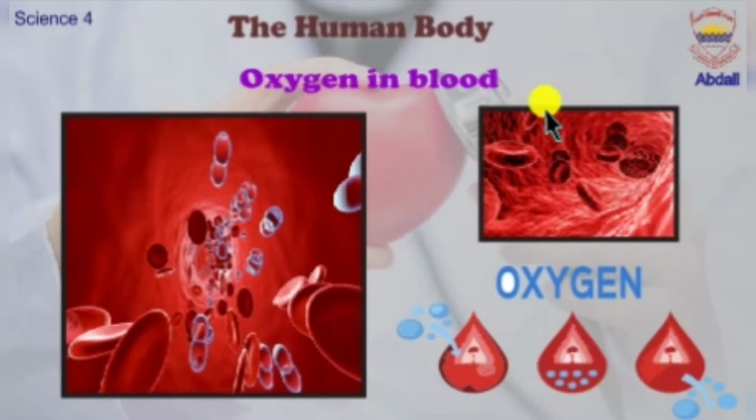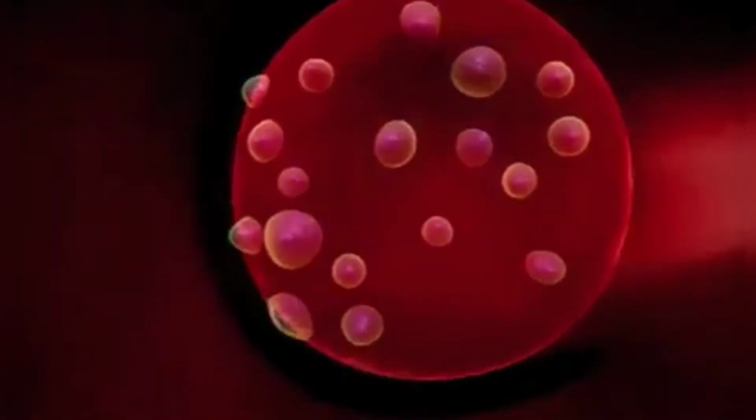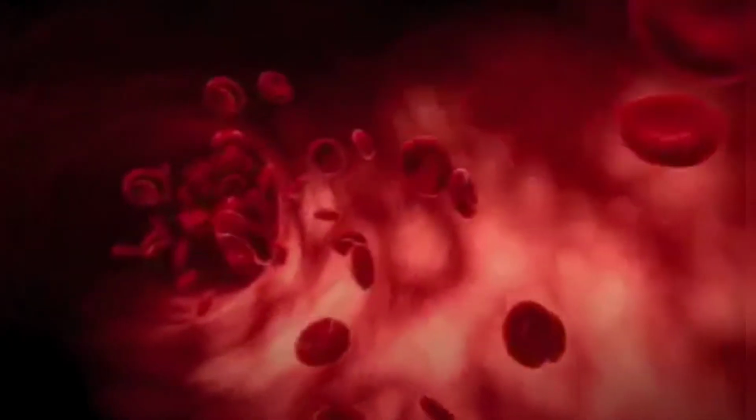Why is oxygen needed? Oxygen is a gas that humans need to live and grow. Students, can you tell me why oxygen is needed? Oxygen is a gas that humans need to live and grow. Students, let's repeat the question. Why is oxygen needed? Oxygen is a gas that humans need to live and grow.